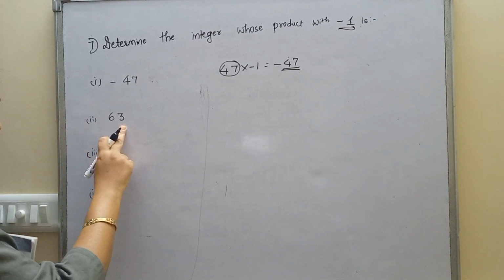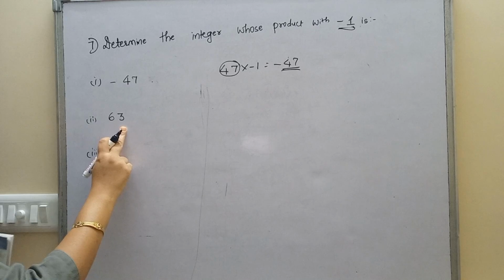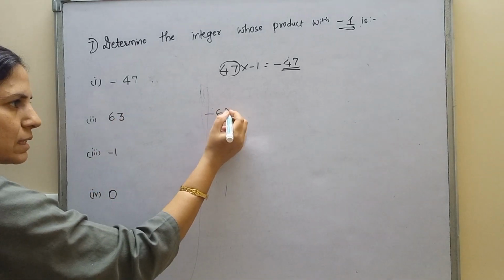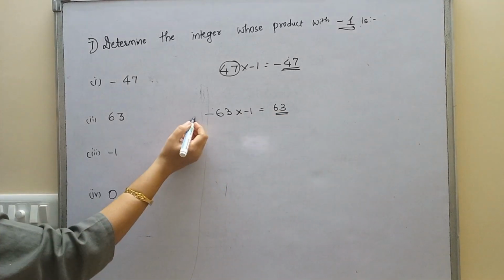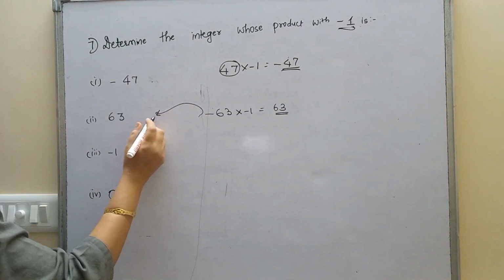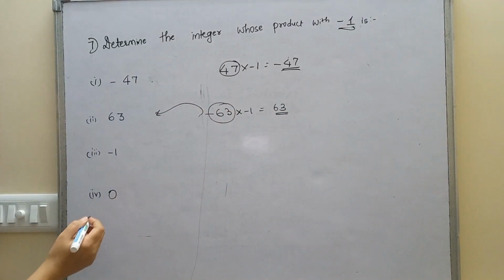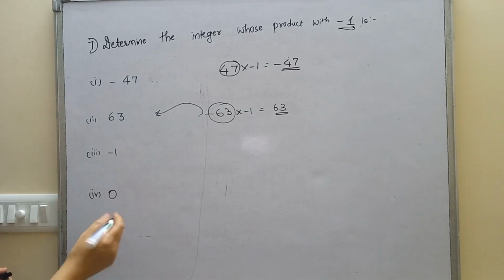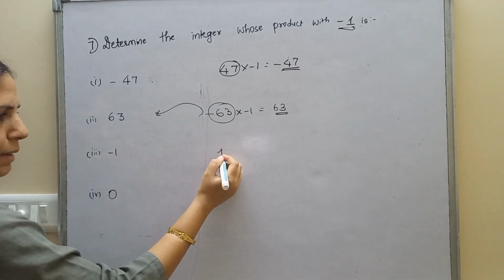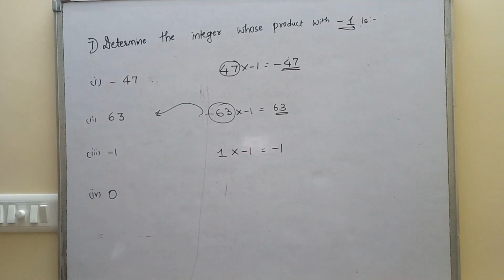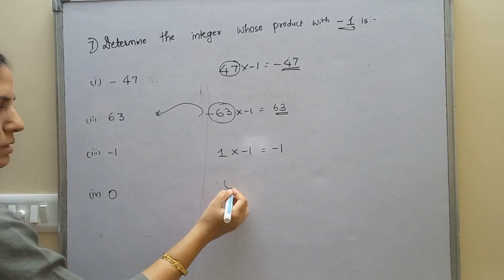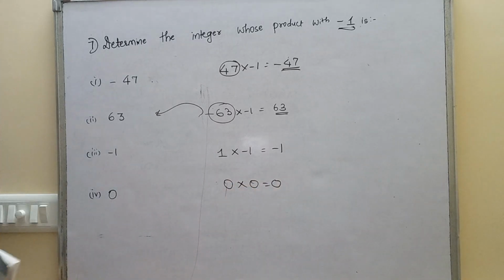Similarly, if I multiply minus 63 with minus 1, my answer would be 63. So here the required answer is minus 63. Similarly, if I multiply 1 with minus 1, my answer would be minus 1. 0, you multiply anything with 0, you will get 0 only. So don't put minus 0 or plus 0.